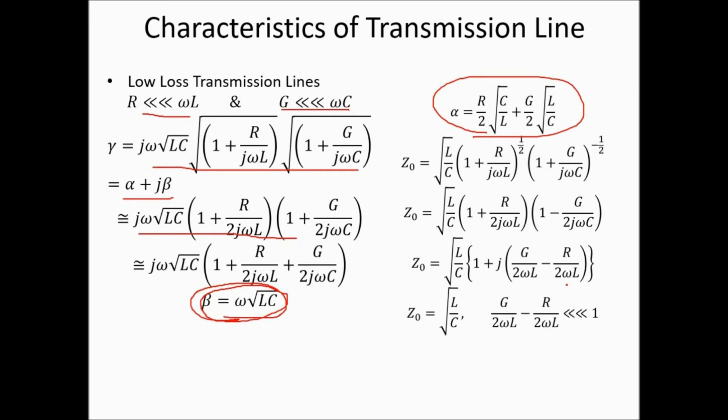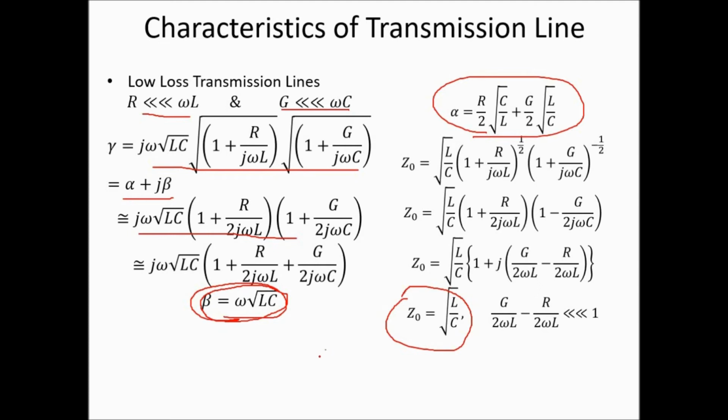This value will be very high. So Z naught will be again the square root of L over C. So this is the characteristic impedance. So no matter for low loss, lossless.